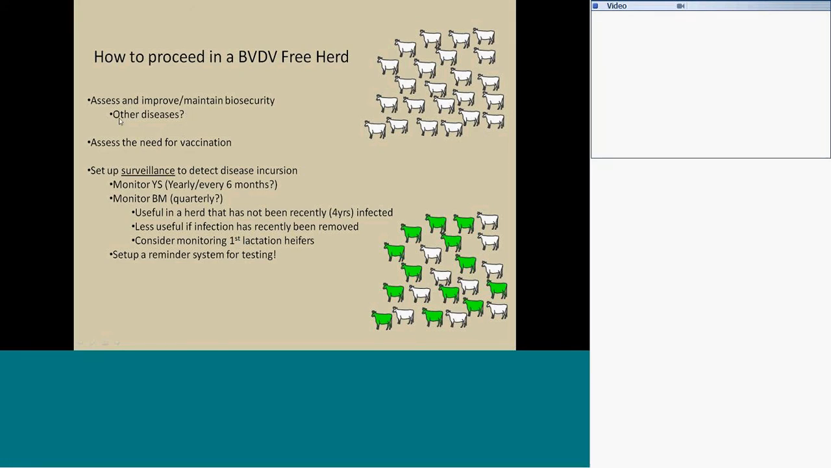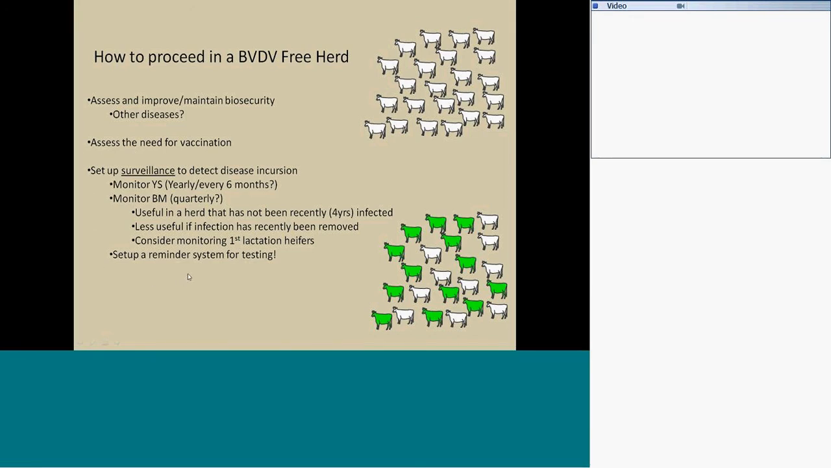So it could be the chance to look at IBR or Johne's and to work that into your biosecurity program as well. Assess your need for vaccination. If your biosecurity is excellent and you don't have any worries about boarders and purchased animals, you may not need to vaccinate. But if your biosecurity isn't good enough, then do think about how you need to use this in your herd in order to protect it. So for BVD particularly, I class this as another tool in your biosecurity toolbox.